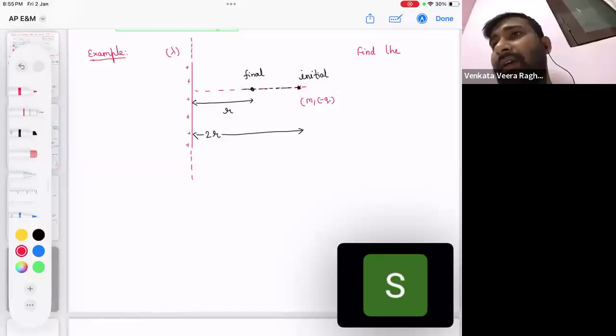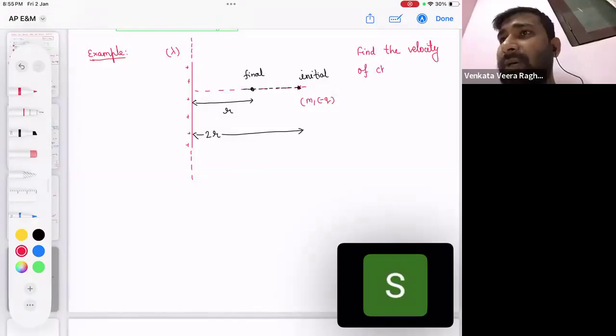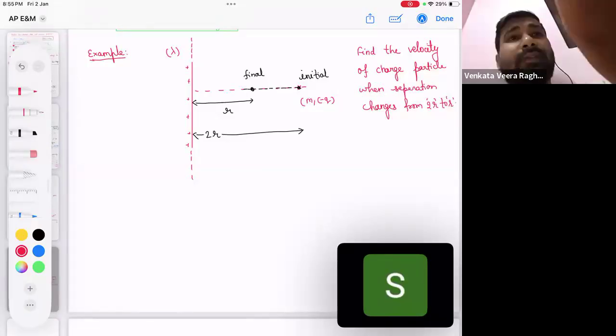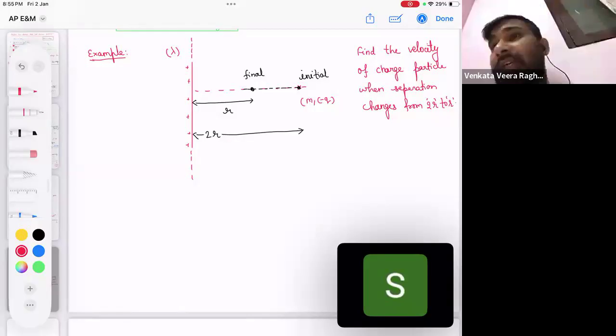What we have to calculate is the velocity of the charged particle when the separation changes from 2r distance from the wire to r distance from the wire. What is the velocity of this charged particle? That is what they are asking in the question. What should we do?